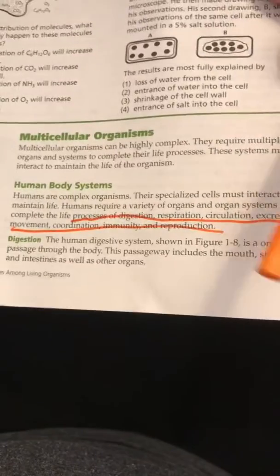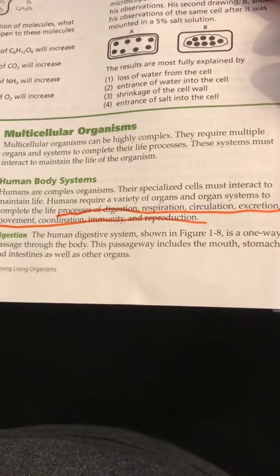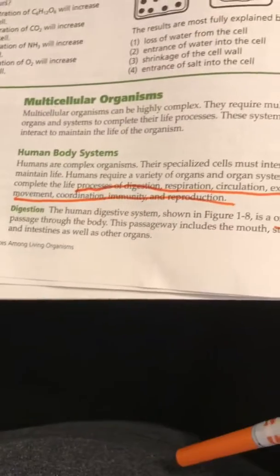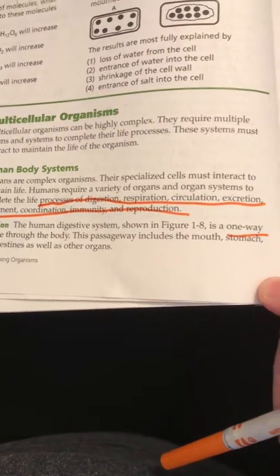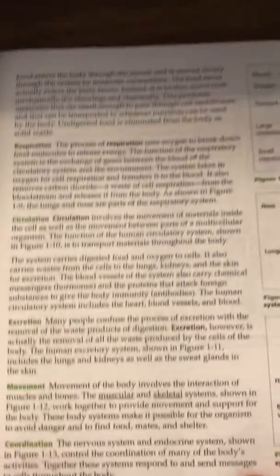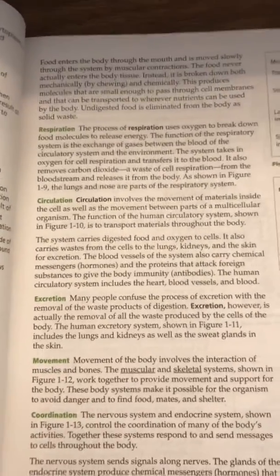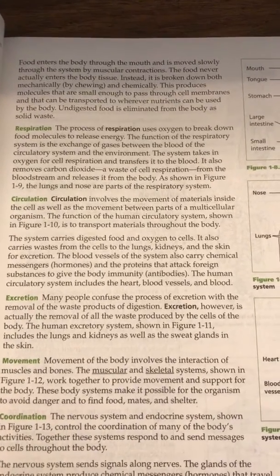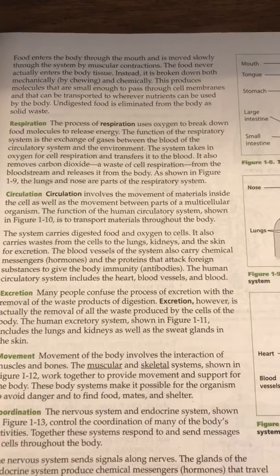Digestion. The human digestive system is a one-way passage through the body. This passageway includes the mouth, stomach, and intestines, as well as other organs. Food enters the body through the mouth and is moved slowly through the system by muscular contractions. The food never actually enters the body tissue.